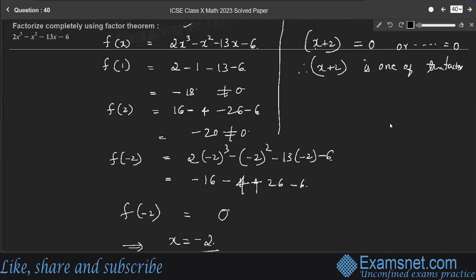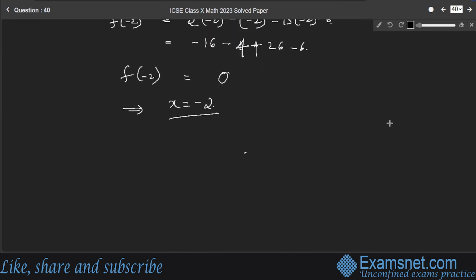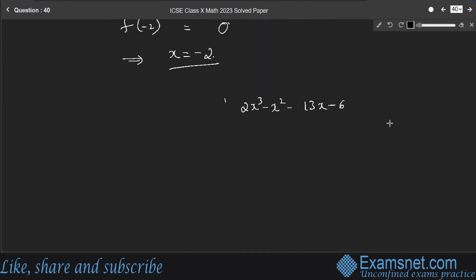So let us consider the given expression 2x cube minus x square minus 13x minus 6, and x plus 2 is one of the factors. So now consider the factorization method here. Here 2x cube divided by x is 2x square, so the quotient will be 2x square.